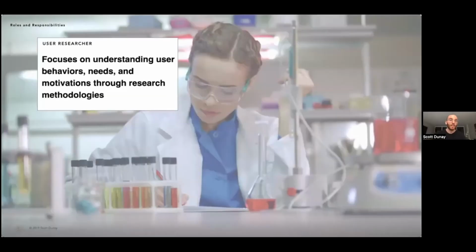Let's go on. So let's just get into the details of it a little bit. Now we have a user researcher. They focus on understanding users' behaviors, needs, and motivations through research methodologies. There are a bunch of research methodologies that consist of trend analysis and demographic analysis. There are competitive analysis. There is user interviews, surveys for the collection of quantifiable data.